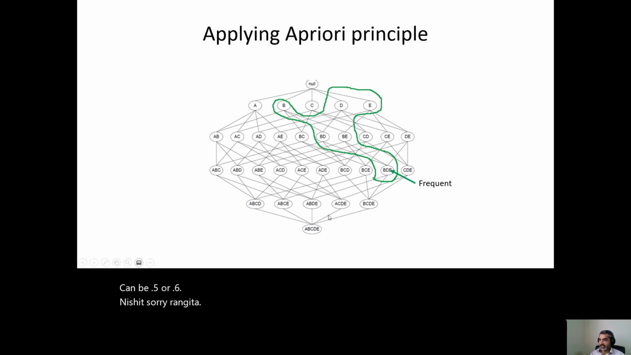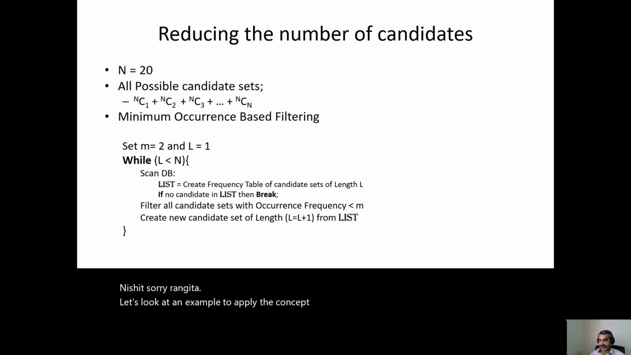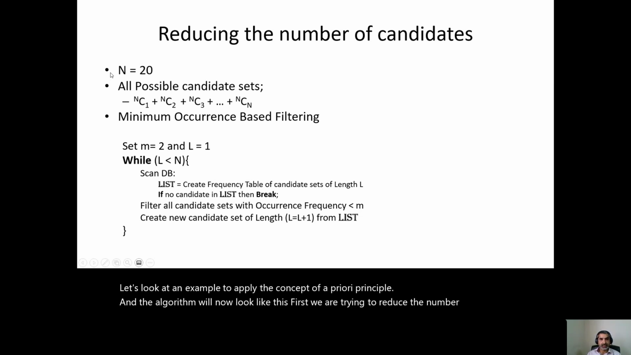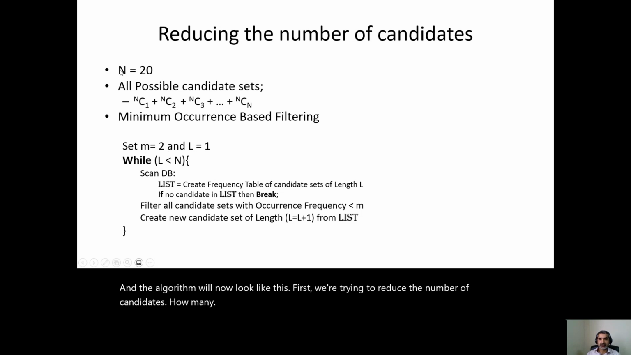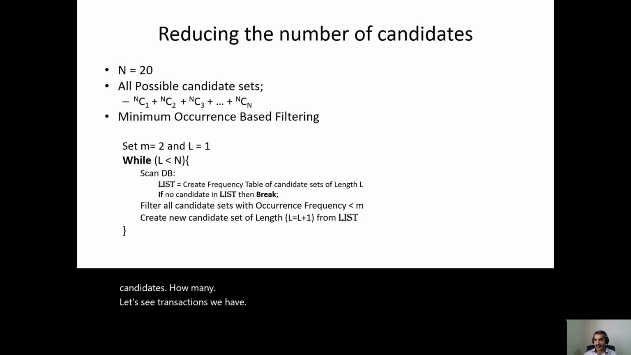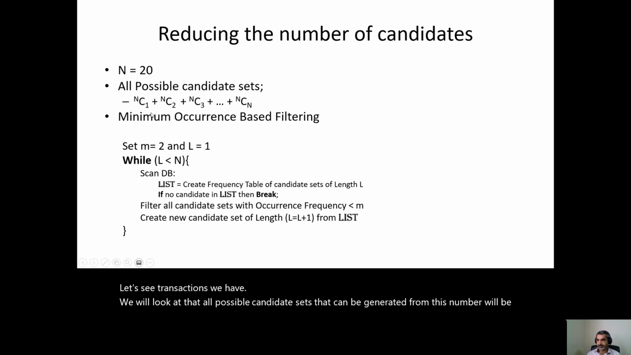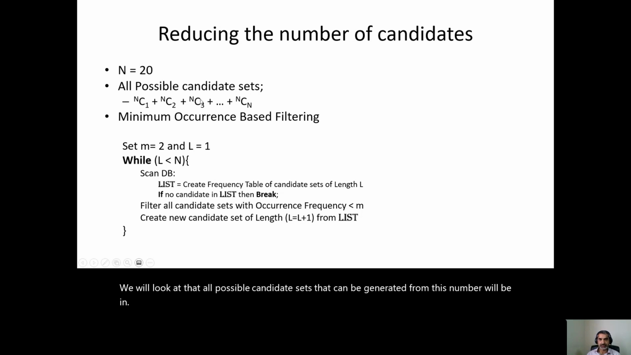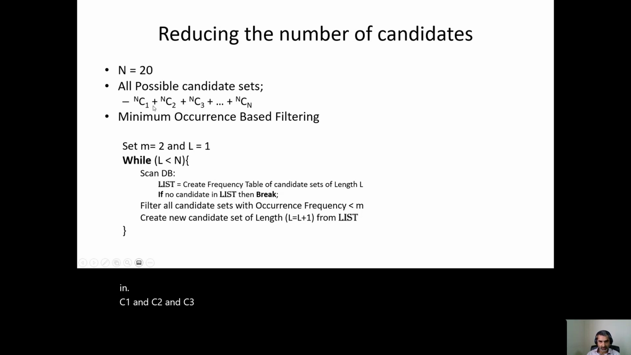Okay. Let's look at an example to apply the concept of the Apriori principle, and the algorithm will now look like this. First, we are trying to reduce the number of candidates. Let's say we have n transactions. All possible candidate sets that can be generated from this number will be nC1, nC2, nC3, up to nCn, all summed together. But we don't need to generate this many sets.